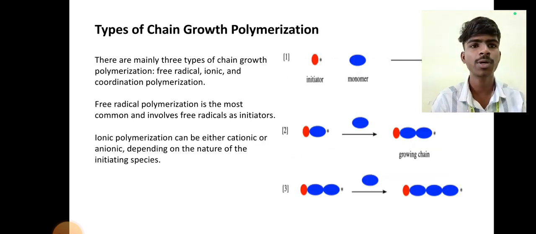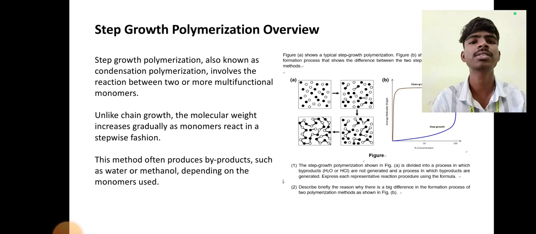Types of chain growth polymerization. There are mainly three types of chain growth polymerization: free radical, ionic, and coordination polymerization. Free radical polymerization is the most common and involves a free radical as the initiator. Ionic polymerization can be either cationic or anionic, depending on the nature of the initiating species.